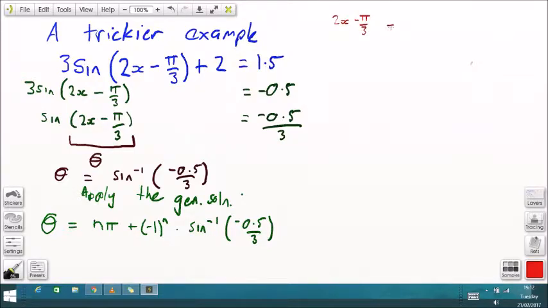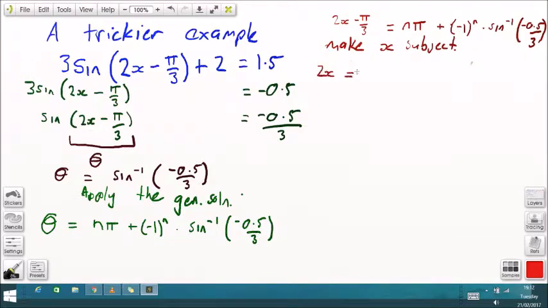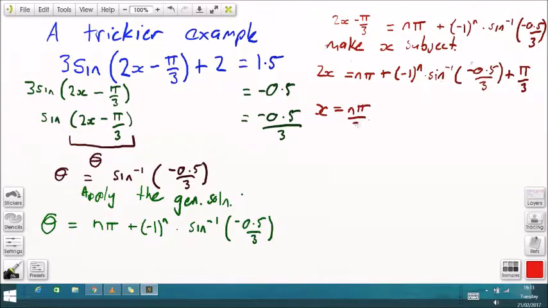Right, once I get to this stage, now I've done my general solution, I still need to know what the answer is for x, and we haven't done that yet. We've only got it in terms of theta. So I just need to make sure that I take x by itself. So to do that, there's my equation. Make x the subject. I'm going to need to get rid of this minus pi over 3. So I'll add pi over 3 to both sides. There we go. And lastly, to get x by itself, I need to divide both sides by 2.